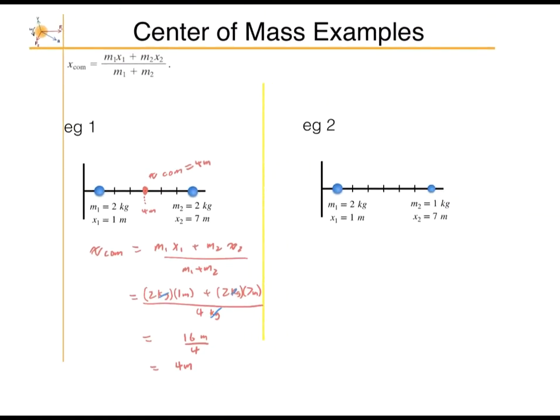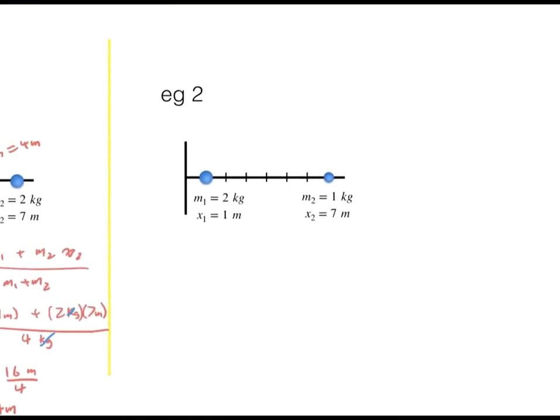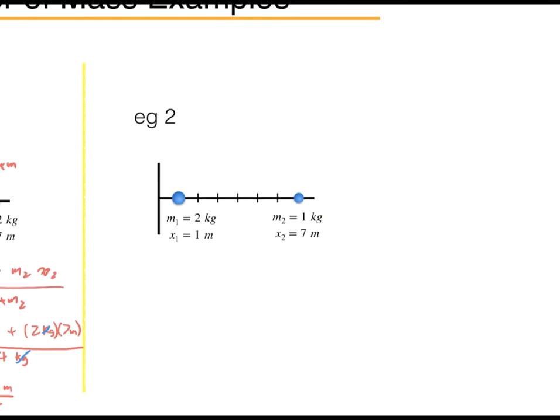Now, if I were to look at the second example I gave, it's similar to the first one, except this mass is still 2 kilograms, and now this one is lighter. If they were both the same mass, then the center of mass would be located right in the middle between them. But where do you think the center of mass is going to be in this case? This one's heavier than this one, so the center of mass will be closer to the heavier one. We expect it to be over here somewhere.